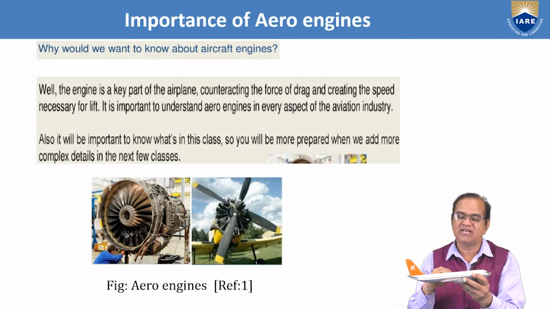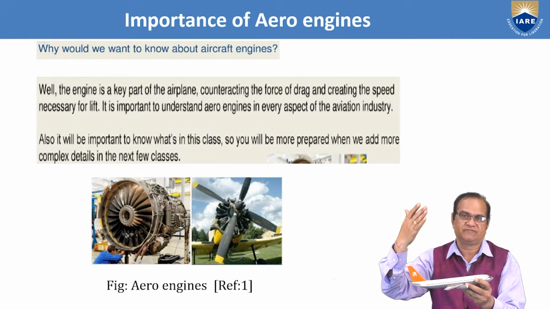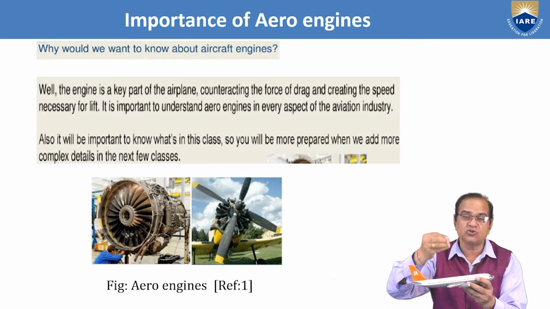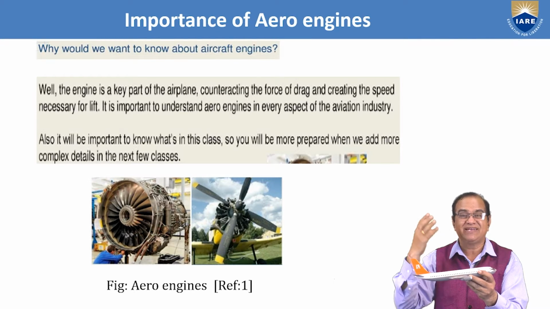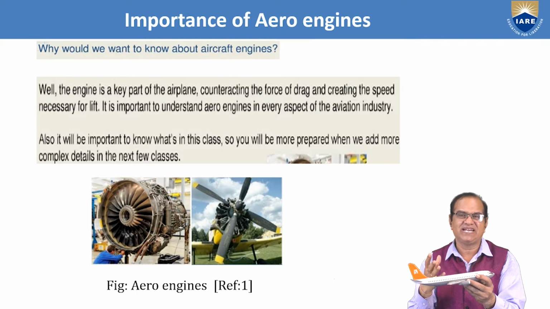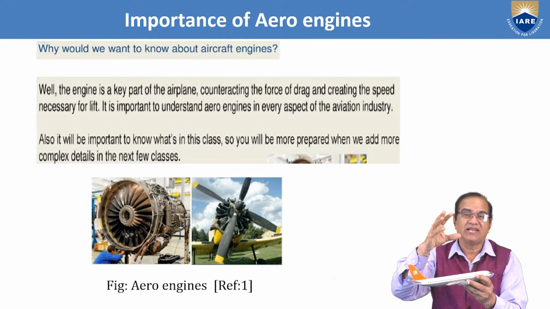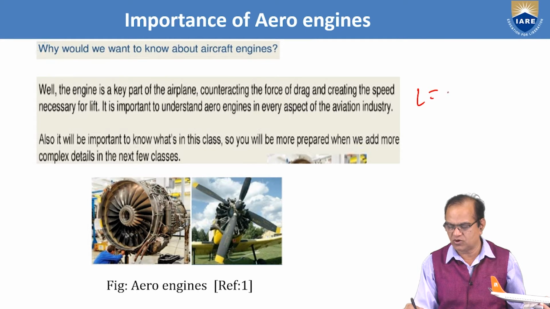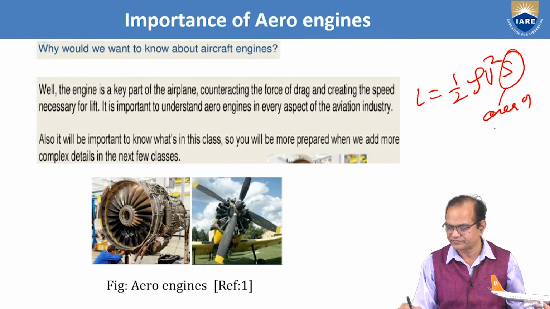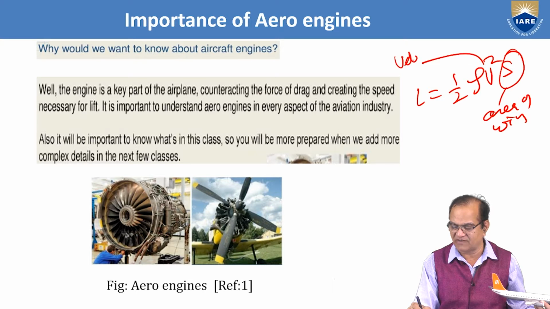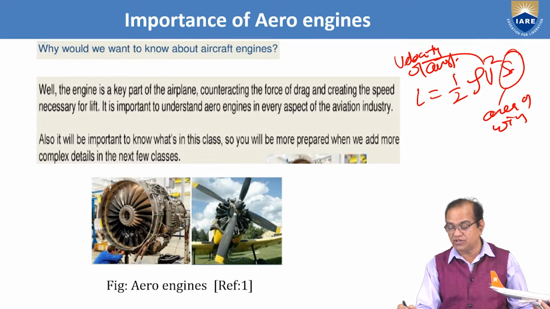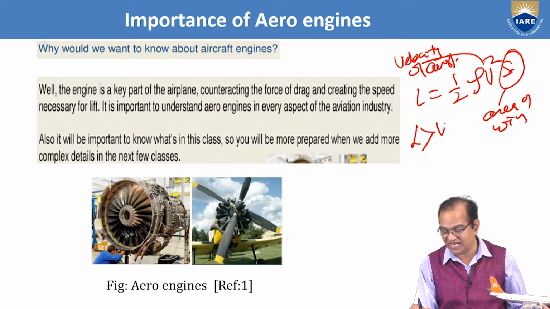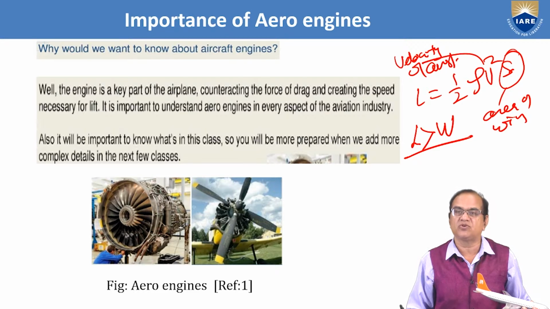The secondary requirement is that the wings are to produce the lift. So this thrust should also be able to give the velocity of the aircraft in such a way that the lift is produced, and we know that lift L is equal to half rho V square S, where S is the area of the wing, V is the velocity of the aircraft. So this area is fixed. So this lift should be more than the weight. Then only your aircraft will be able to take off.